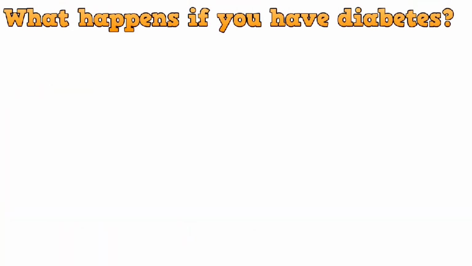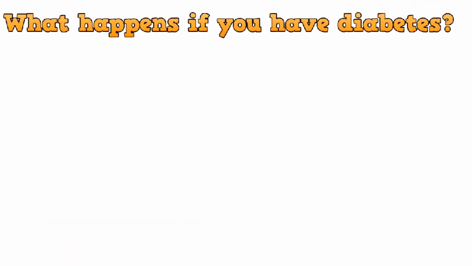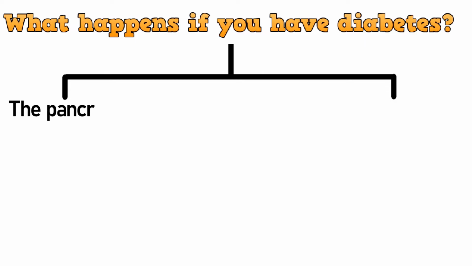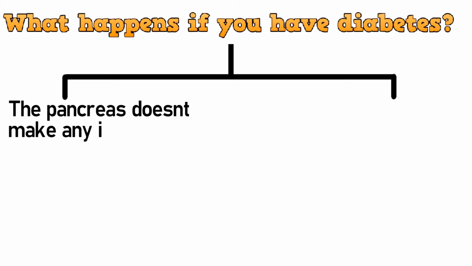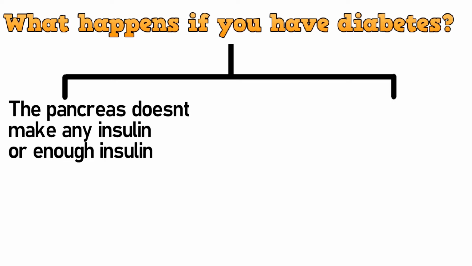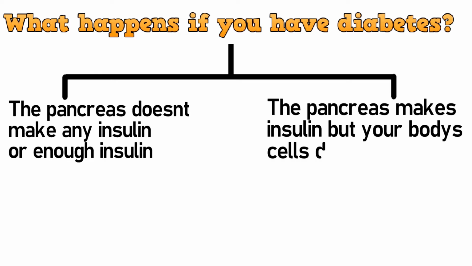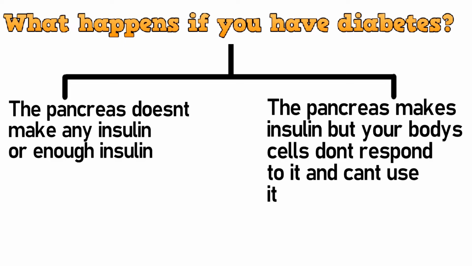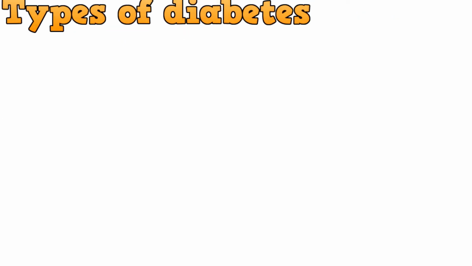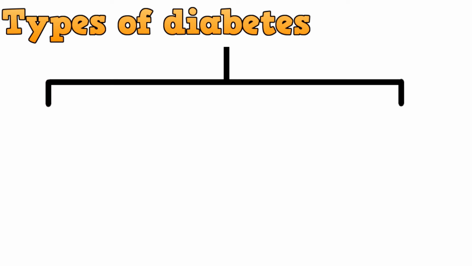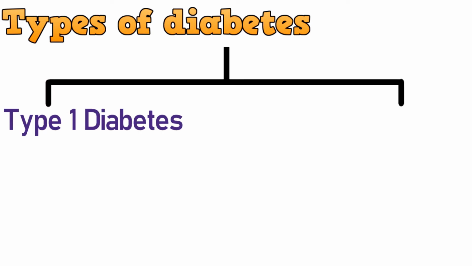Now, let's see what happens if you have diabetes. There are two conditions possible. First, the pancreas doesn't make any insulin or enough insulin. And second, the pancreas makes insulin, but your body's cells don't respond to it and can't use it as it normally should. These two conditions divide diabetes into two types, type 1 diabetes and type 2 diabetes.